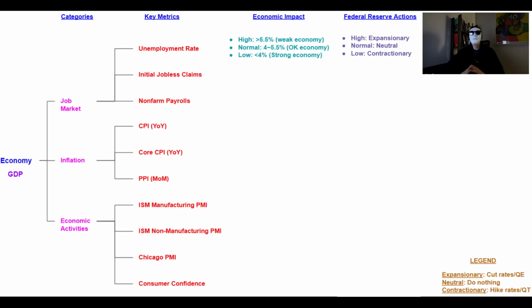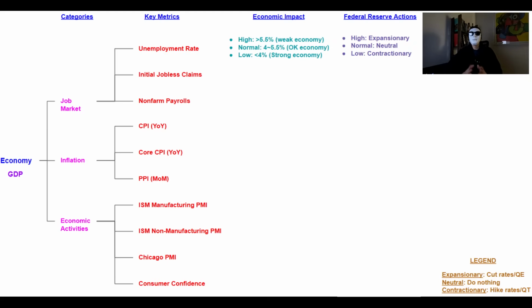Okay, now moving on to the initial jobless claims. Now, initial jobless claims represent the number of people who filed for unemployment insurance for the first time during the past week. This is a leading indicator of the unemployment rate and is released on a weekly basis. A higher number means that more people are losing jobs, and lower number means that less people are losing jobs.